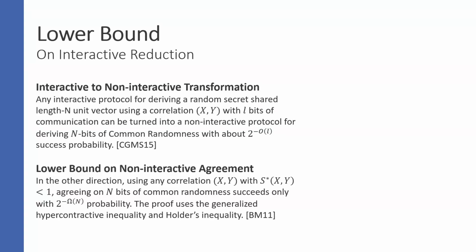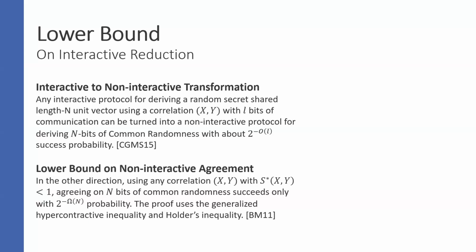First, we show that any interactive protocol for deriving a random secret unit vector of length n using a correlation XY with L bits of communication can be turned into a non-interactive protocol for deriving n bits of common randomness with communication of about L, with success probability about 2 to the minus L. This is shown by tweaking a known result.